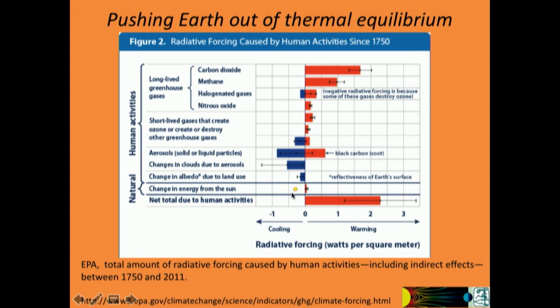Here's the sun. Here's the effect of the sun. Energy changes from the sun have a tiny effect. The uncertainty in the sun's impacts is smaller than the measured effect of the sun. Here's aerosols, black carbon, that's from fossil fuels, coal, wood burning, warms the Earth. Aerosols from volcanoes cool the Earth.